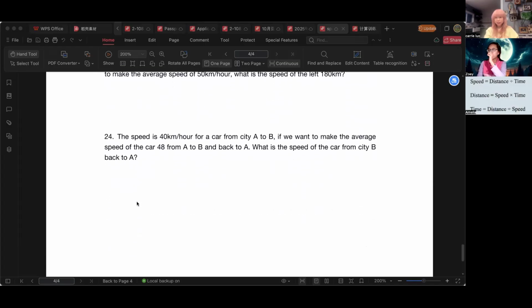Okay, let's take a look at the last question, okay? So the speed is 40 kilometers per hour for a car from city A to B.